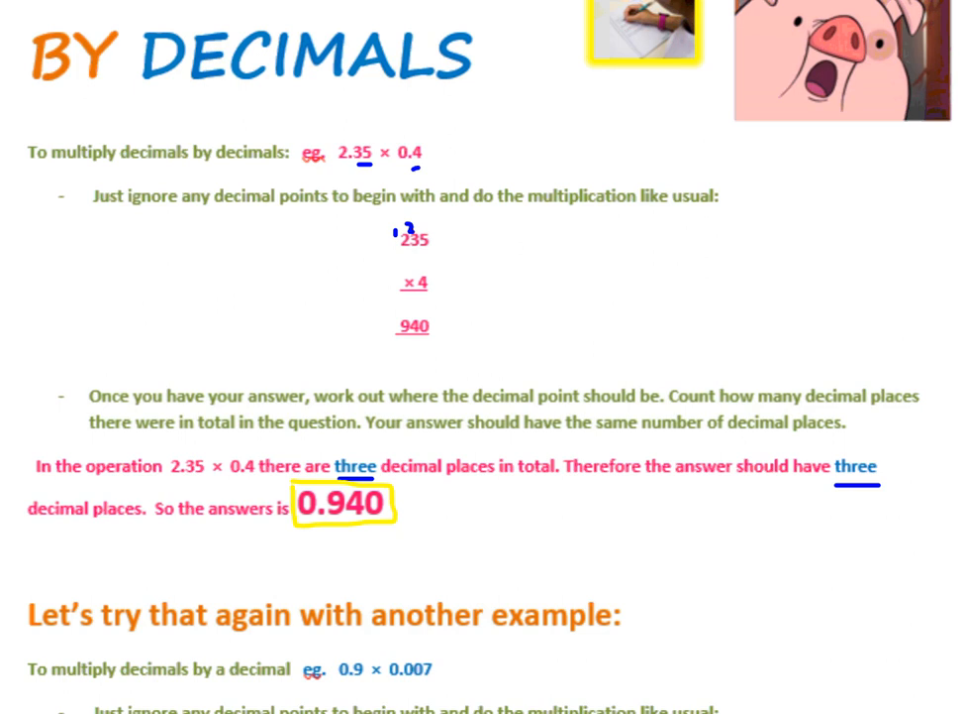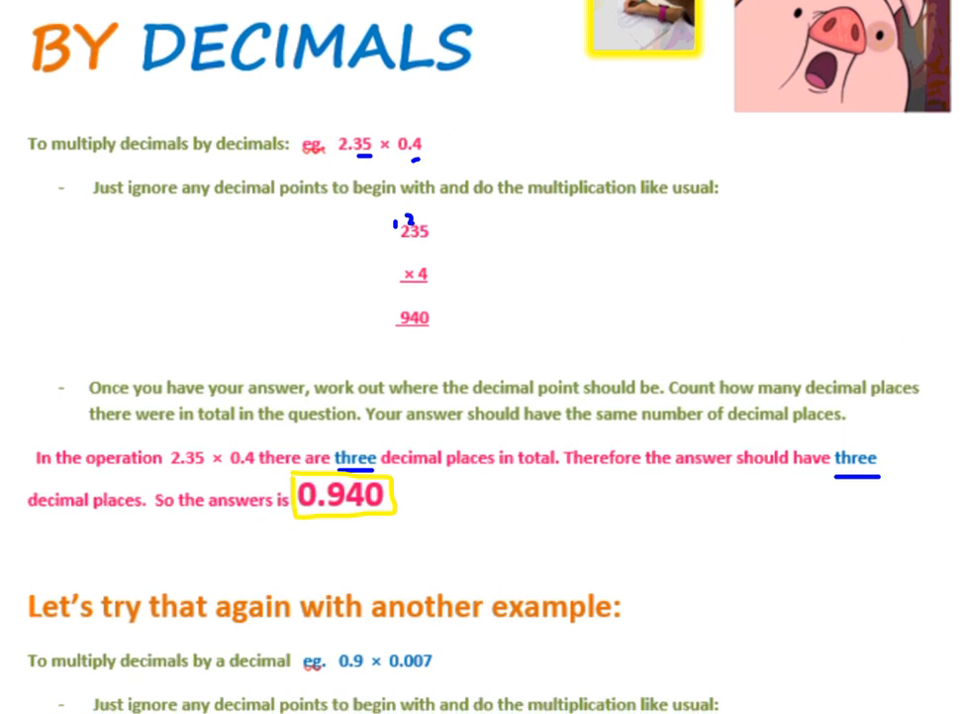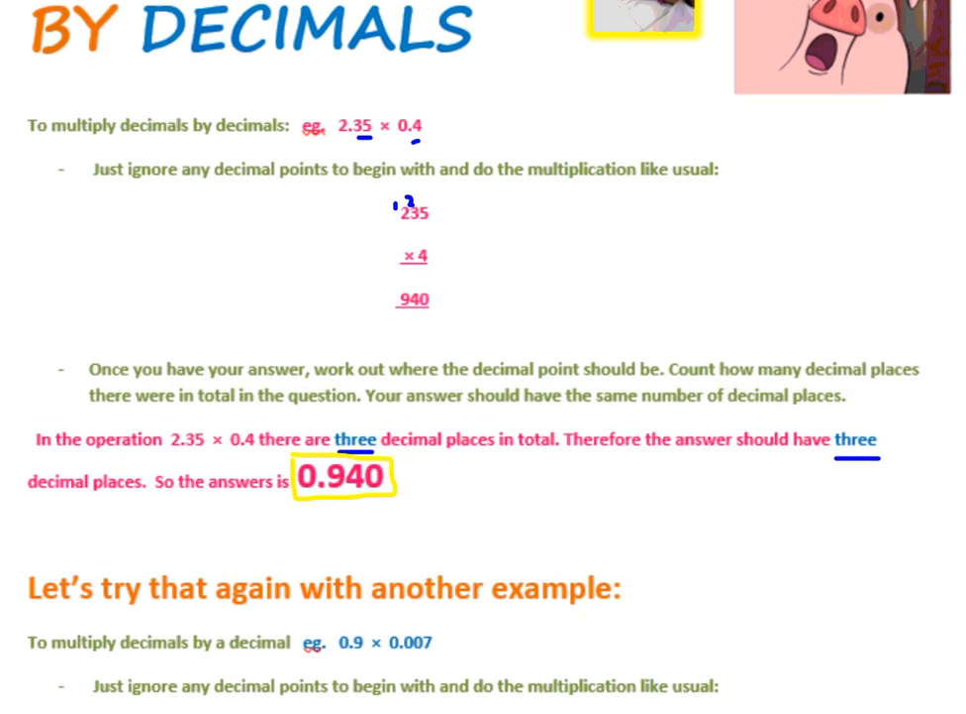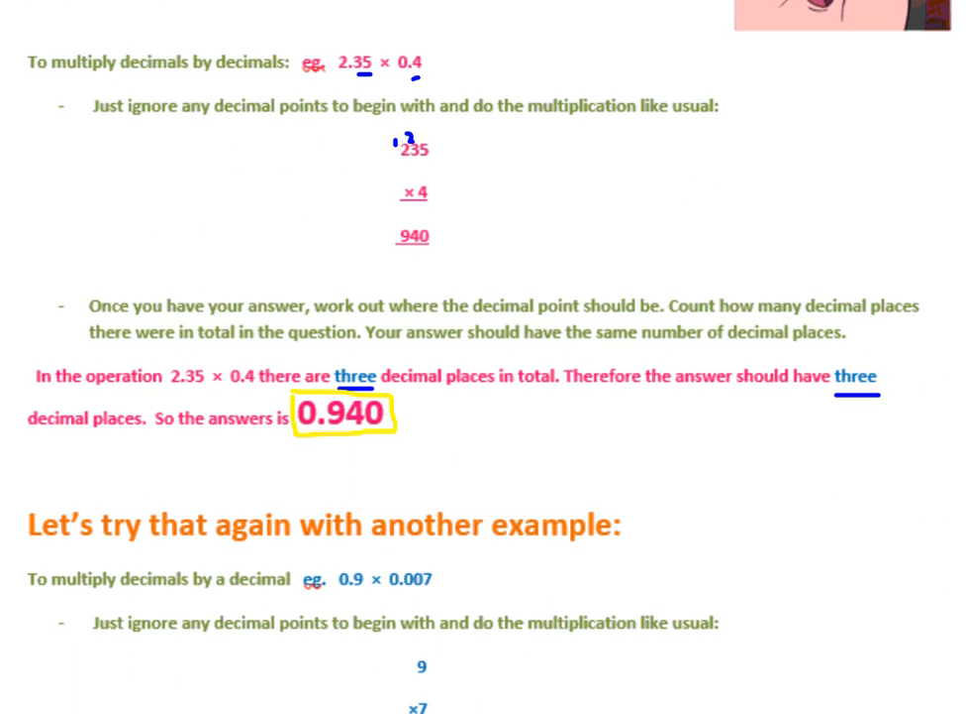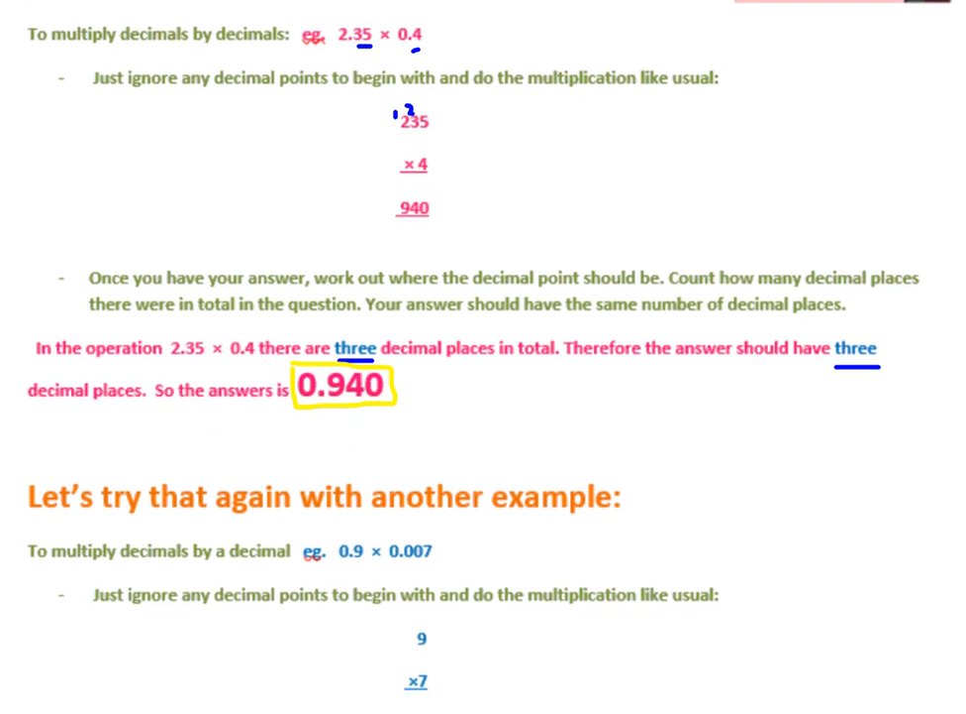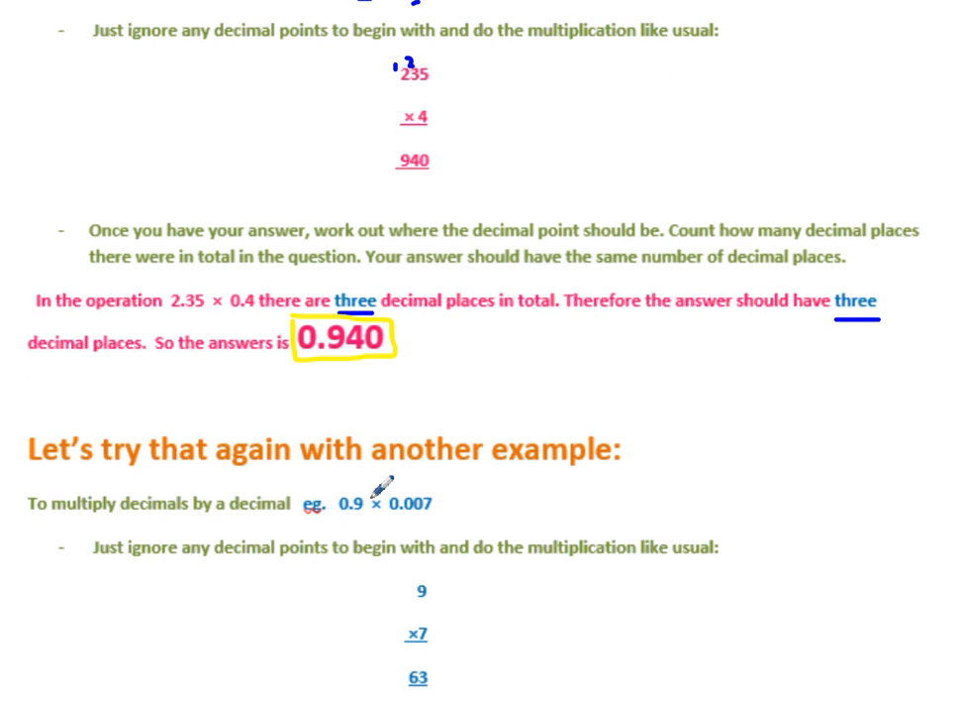Let's try another example. Multiply decimal by decimal. 0.9 times 0.007. Just ignore the decimal point and do the multiplication. So you're going to do 9 times 7. 9 times 7, that's pretty easy. That's just 63. And count up how many decimal places there were in the question. There was 1, 2, 3, 4. So there were 4 dp in the question. So how do you make 4 dp in the answer?